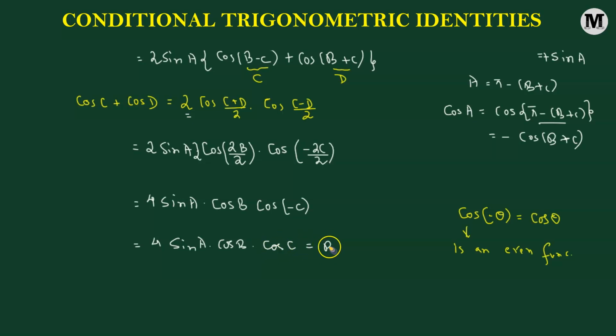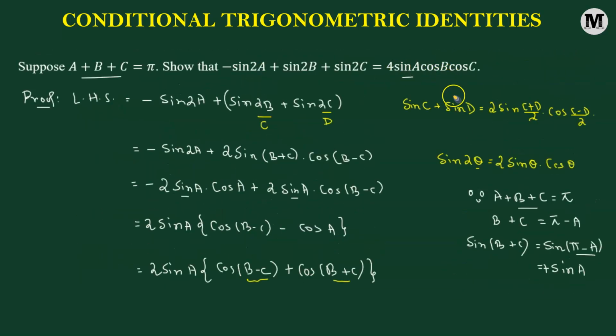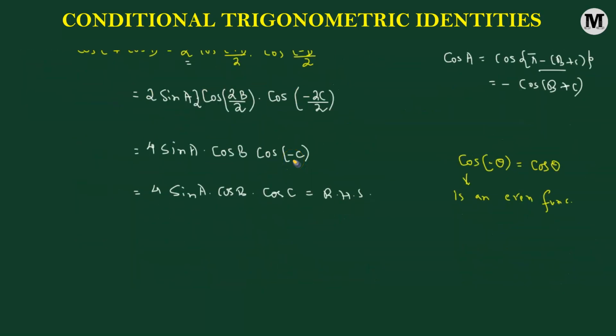And this is exactly the expression on the right hand side. So let's verify. We need 4 sine A cosine B cosine C. So here we have successfully verified that, hence the left hand side equals the right hand side. So our proof is done.